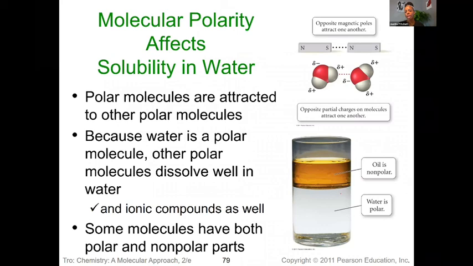So I hope this video helped you guys understand how to predict if a molecule is polar or non-polar.